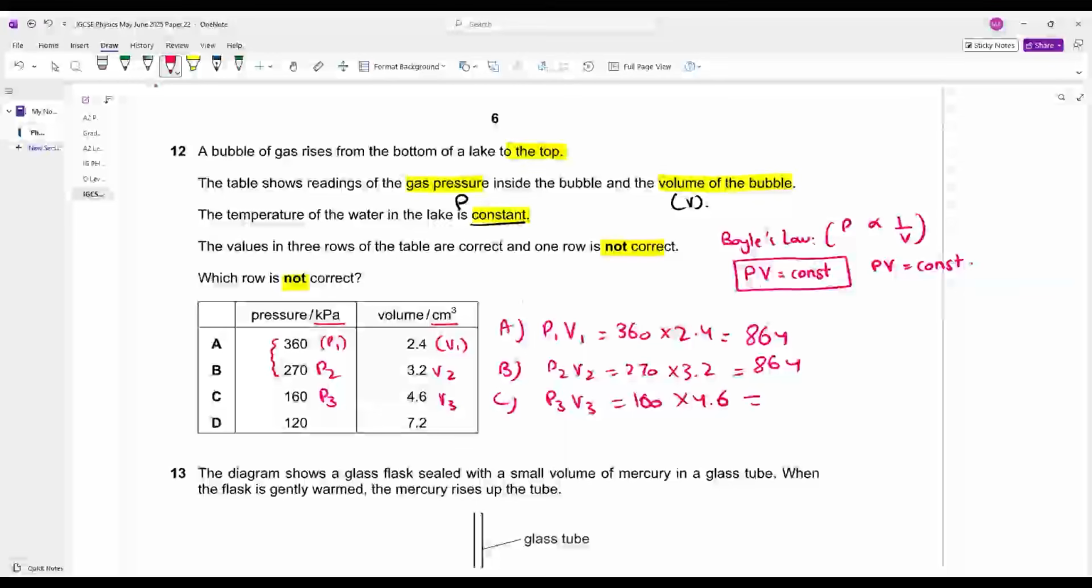What will be the answer? 160 into 4.6. This comes out to be 736. Now this is not constant. Let's calculate the value for D as well. This is P4. This is V4. 120 into 7.2. What does your answer come out to be?